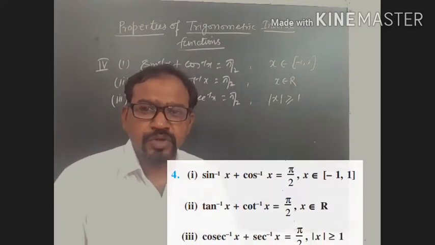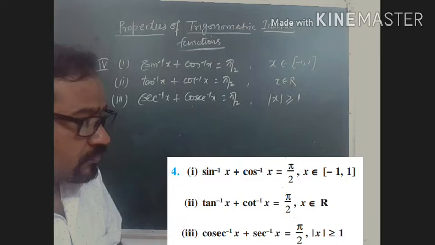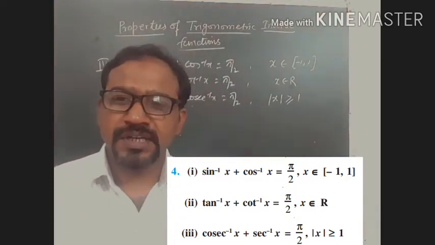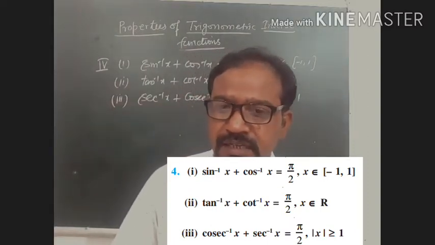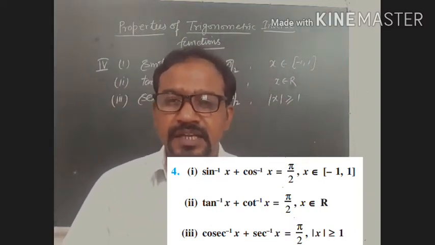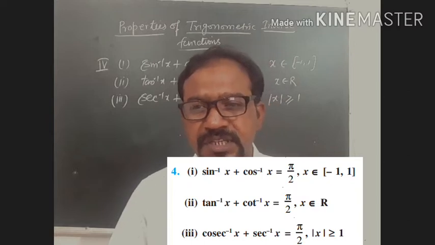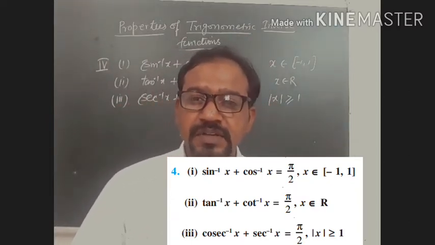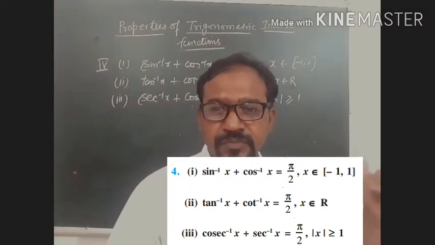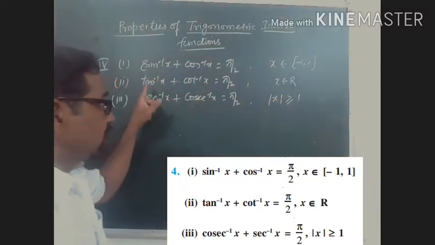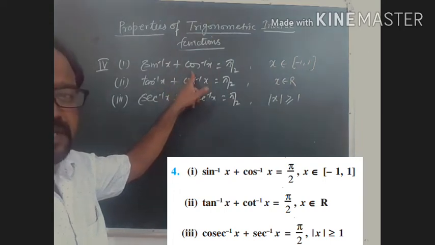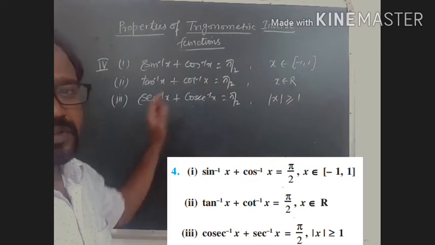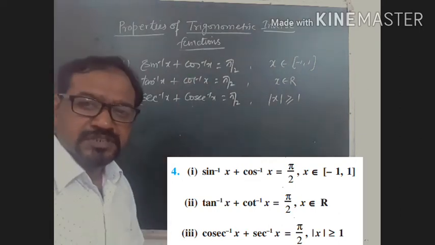Now the fourth property. From 10th class we have seen that sin 90 minus theta equals cos theta, cos 90 minus theta equals sin theta, tan 90 minus theta equals cot theta, cot 90 minus theta equals tan theta, sec 90 minus theta equals cosec theta, and cosec 90 minus theta equals sec theta. From this we prove these properties: sin inverse x plus cos inverse x equals 90 degrees, that is pi by 2, tan inverse x plus cot inverse x equals pi by 2, sec inverse x plus cosec inverse x equals pi by 2.